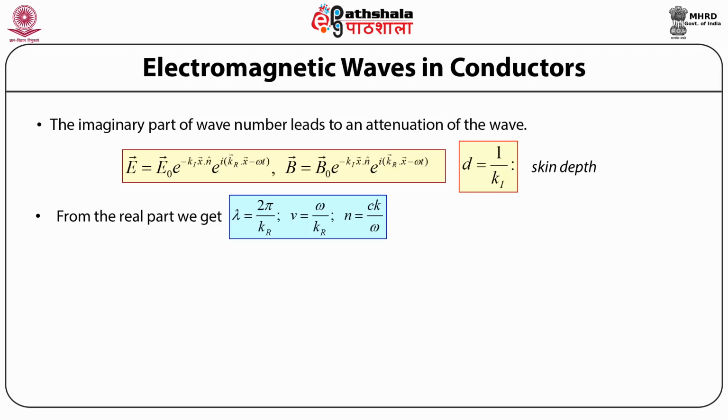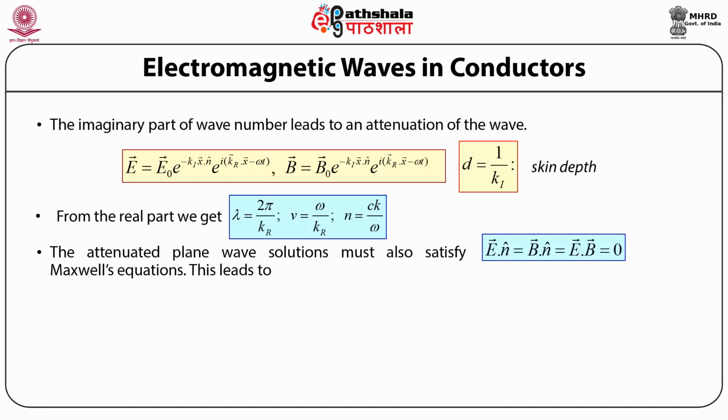So lambda equals 2 pi by k real, v equals omega by k real, and n equals ck by omega. The attenuated plane wave solution, where E and B are defined, satisfies the modified wave equations, but they must however also satisfy Maxwell's equations.